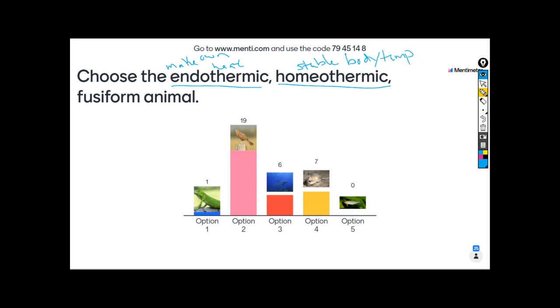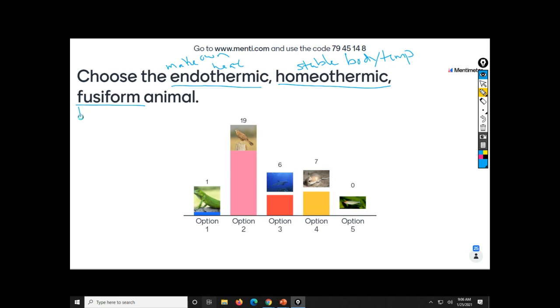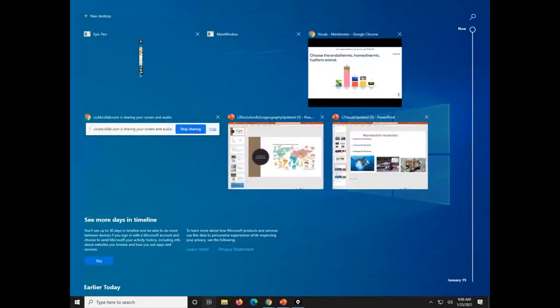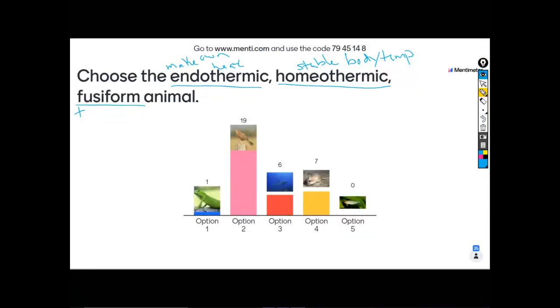Okay, good. And I am fusiform. What does it mean to be fusiform? I'm teardropped or streamlined. Good. So I, as an organism, need to be all three of these things in order to be the organism of choice. Okay, so let's just take them one by one, and let's do some process of elimination.